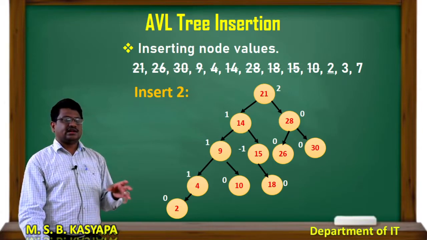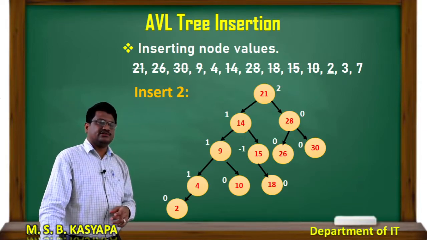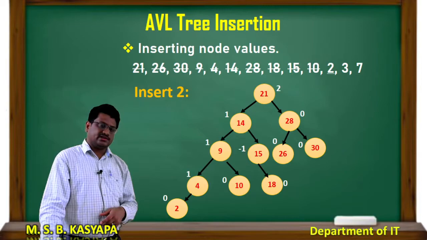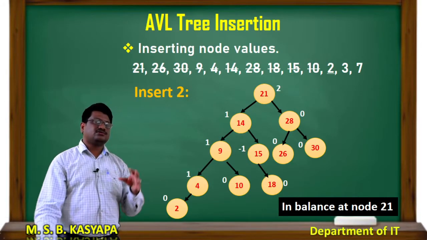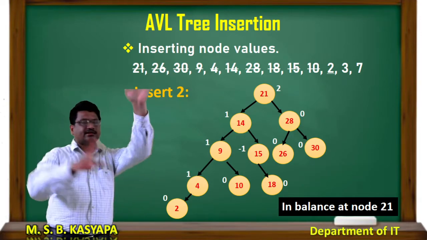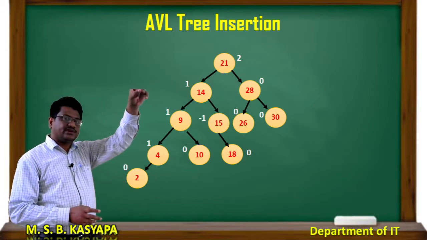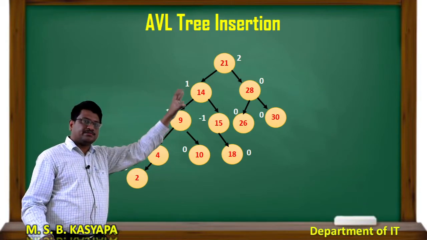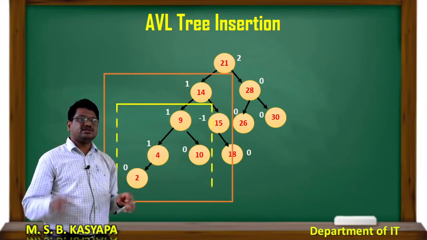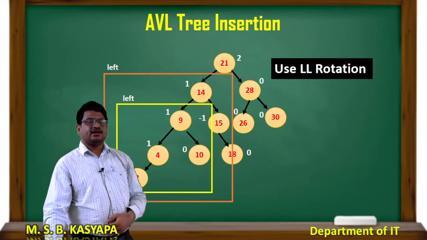Now if I calculate the values, 21 has a higher value. So that means imbalance value, and I have to change the complete tree. Now if you check, 21 means plus value, so I have to check the left subtree. Left child contains 1, so that means left. So I have to use LL rotation.